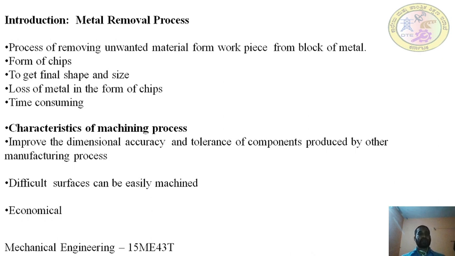So why will the metal be removed? In order to get the final shape and size. The material will be removed to get the final shape and size. As I told, the component which is manufactured from the other manufacturing process is not to the final shape and size. In order to get its final shape and size, it has to be machined in the various machine tools. Okay, so the metal will be removed in the form of chips.